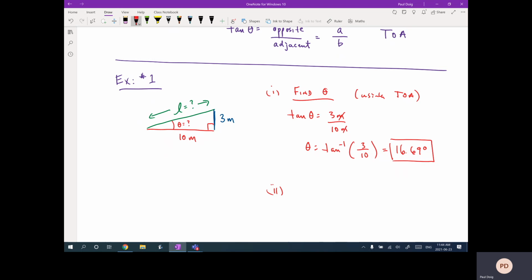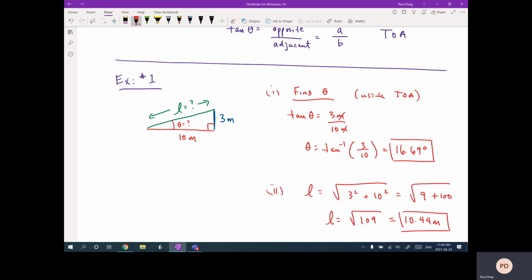So L is the hypotenuse. What I can say here is that L is equal to the square root of 3 squared plus 10 squared. So that equals the square root of 9 plus 100. And so L is equal to the square root of 109, which is equal to 10.44 meters.